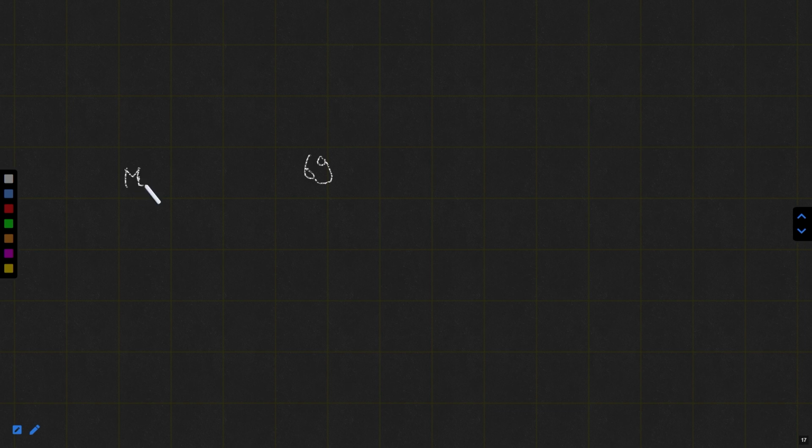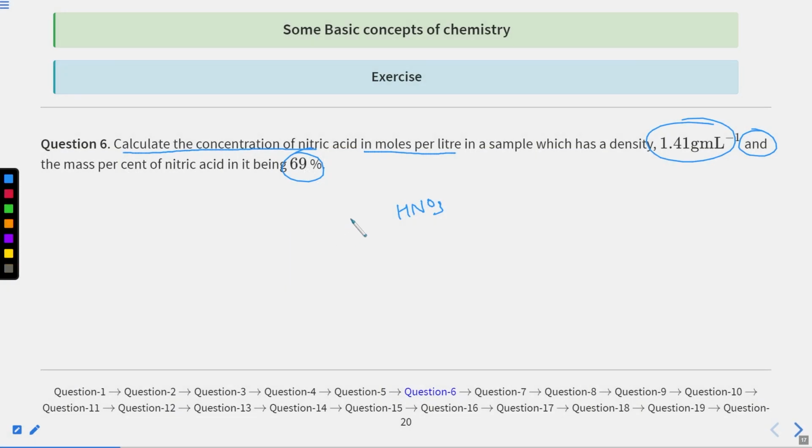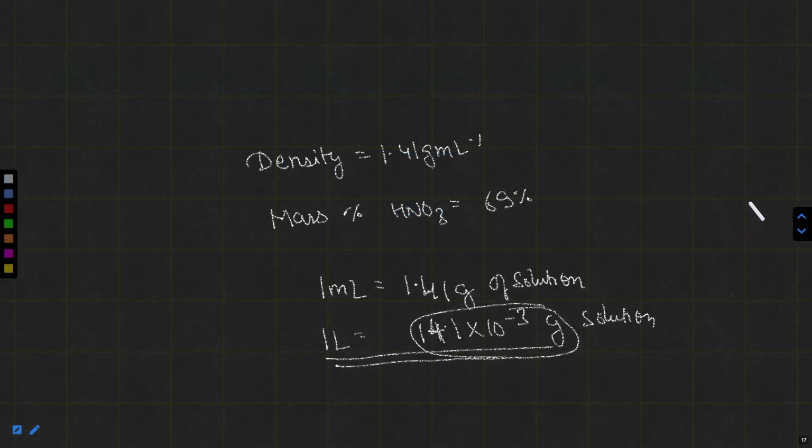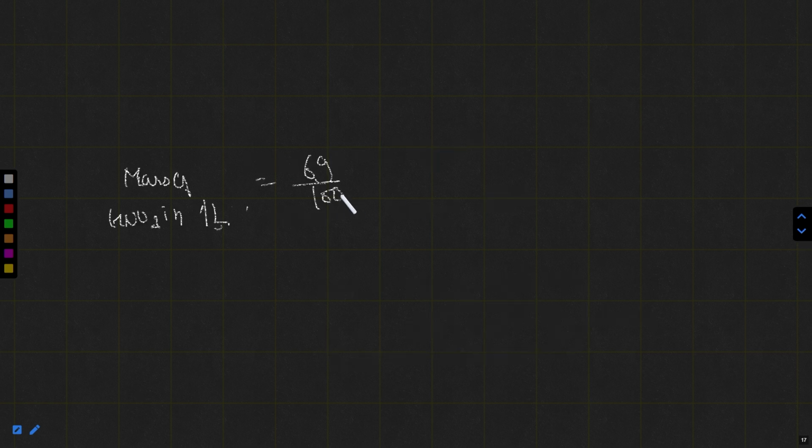So mass of HNO3 in 1 liter, that is 69% of 1.41 into 10 to the power 3. So this is the mass of HNO3 in 1 liter.